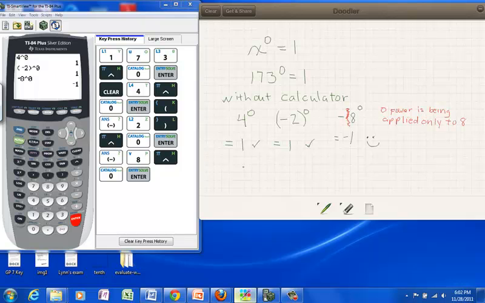So definitely practice without the calculator and then use your calculator as a way of checking your work. It's easy to make little sign mistakes with exponents, so it's nice to have a way to check your answers right away.